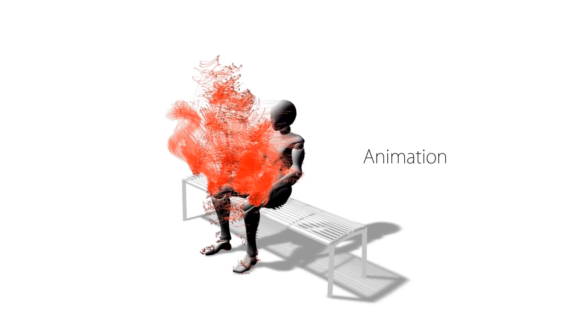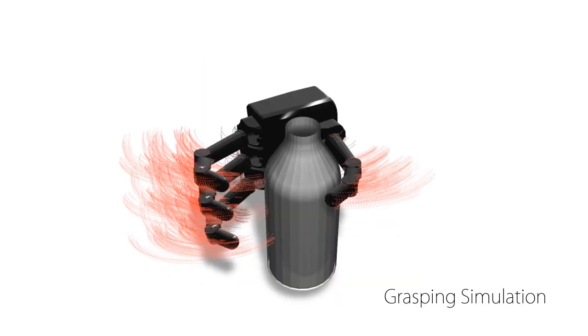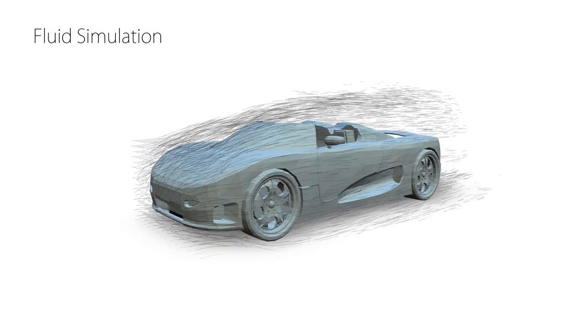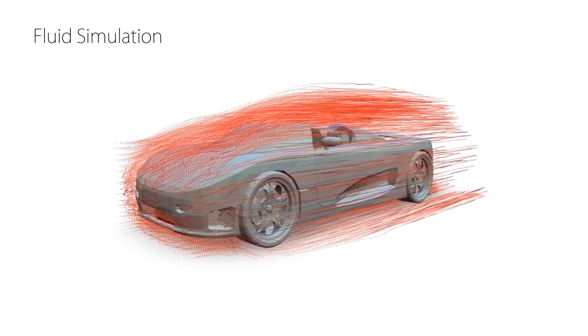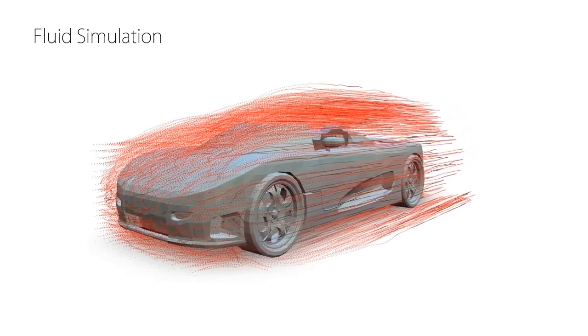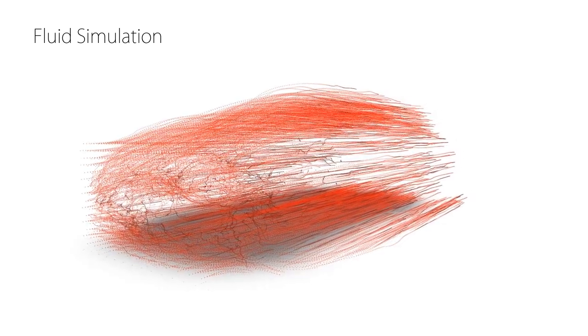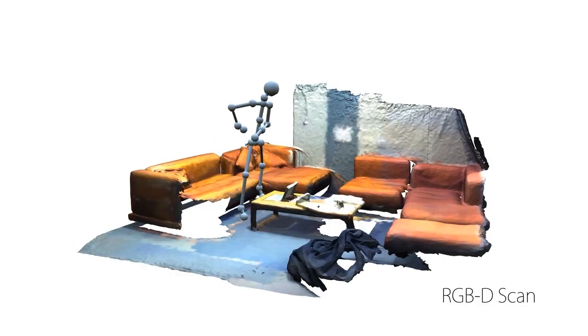Our descriptor can be used to encode interactions from various sources, including character animations, simulations for grasping in fluids, as well as real-world data such as motion capture and RGBD scans. Unlike previous approaches, we are not limited to static scenes and rigid surfaces, but instead provide a more general means to explore interactions.